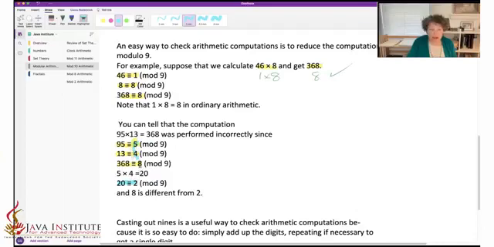So this product should have been the same as this one, and it's not. So it's a mistake. Okay, we'll review this again tomorrow. Yeah, somebody said 2 mod 9.